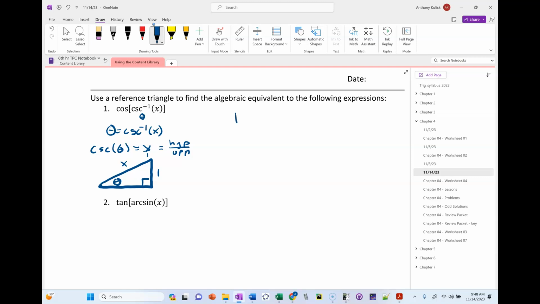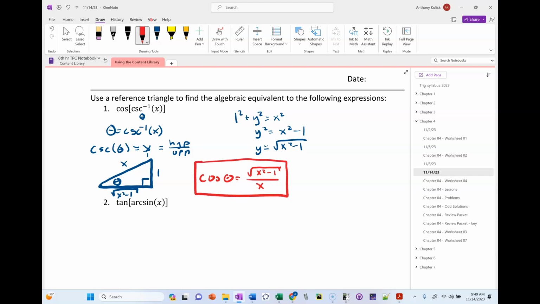So to solve for the other side, I can say 1 squared plus y squared equals x squared. I'll subtract 1 from both sides, and then square root both sides. So now that I have my right triangle, if I do cosine of theta, that is adjacent over hypotenuse. And I'm all done.